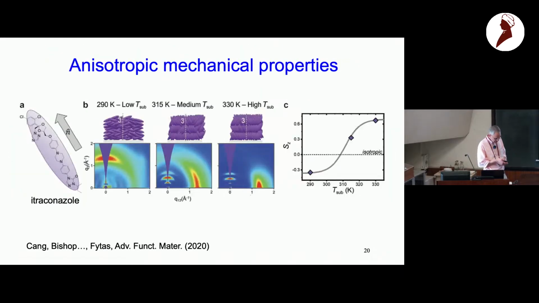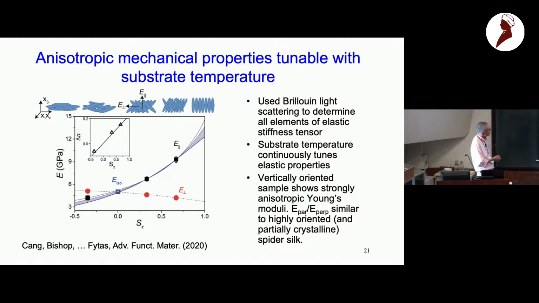Okay, so these things have interesting anisotropic mechanical properties. And I'll just show you one study that we did. This is itraconazole, the one that makes liquid crystals. Three different deposition temperatures, which are clearly giving me three different structures. Here we have basically the perfect smectic monodomain. Here we have the molecules lying down. And then with my friend George Fytas, we used Brillouin light scattering to completely determine all the elements of the elastic stiffness tensor in these anisotropic materials.